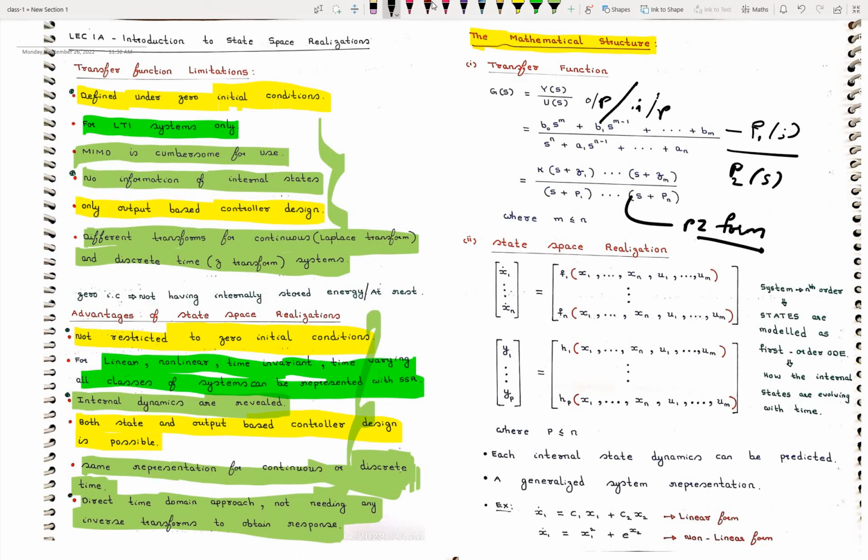So how do we represent state space realization mathematically? In state space realization, if the system is nth order, we define it using n first order ODEs, ordinary differential equations. These n first order ODEs will be functions f1 to fn of states and input, and the output equation is also a function of states and inputs.